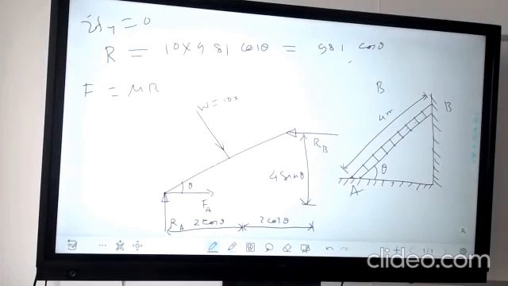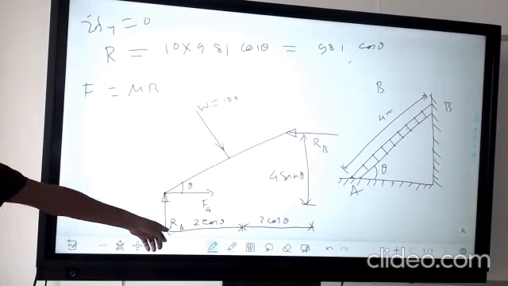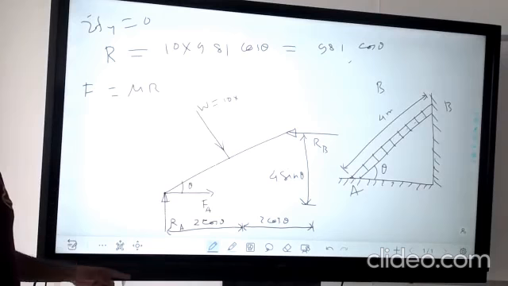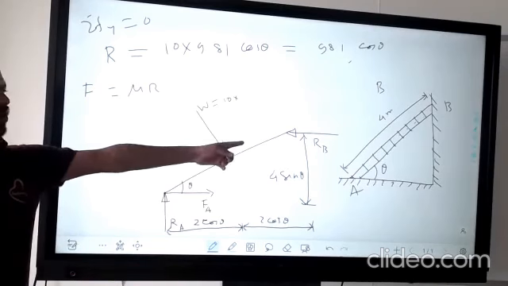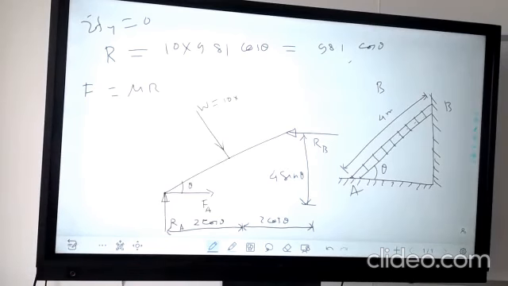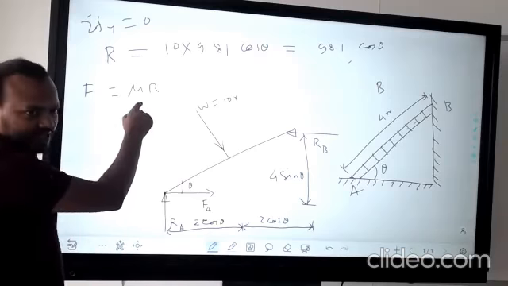R plus F of R. F of A equal to R. F of A is mu R. RB this direction. That is F before R. F A is equal to mu into R.